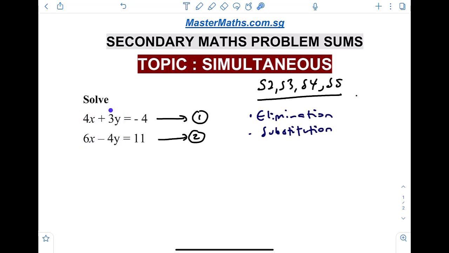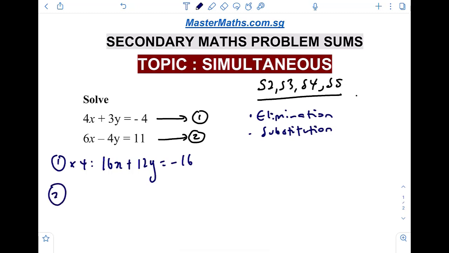Okay, so you have 3y, you got 4y here. First step, make the numbers the same, not the sign, but the number. 3 and 4 is a common multiple, it's 12. So first one times 4, y times 4, because 3 times 4 you will get 12y. So everything times 4, so 16x plus 12y is equals to negative 16. Second one, how do you achieve a 12y here? You go to times 3. Second equation times 3, 18x minus 12y equals to 33.